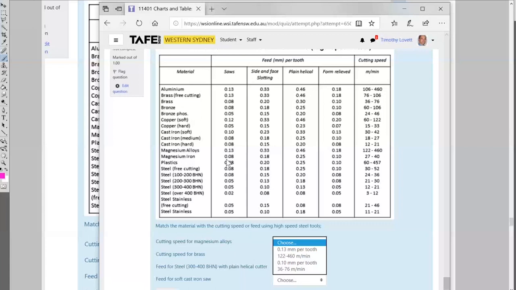Cutting speed for brass, so there's brass, 36 to 76 meters per minute. Feed for steel, which is 300 to 400. So steel 300 to 400, that's this one here. And a feed with a plain helical cutter. So plain helical, this is feed per tooth, plain helical. So it's 0.13. And feed for soft cast iron with a saw. So here we're sawing, and cast iron soft, that's 0.19. Yep, that seemed to match.